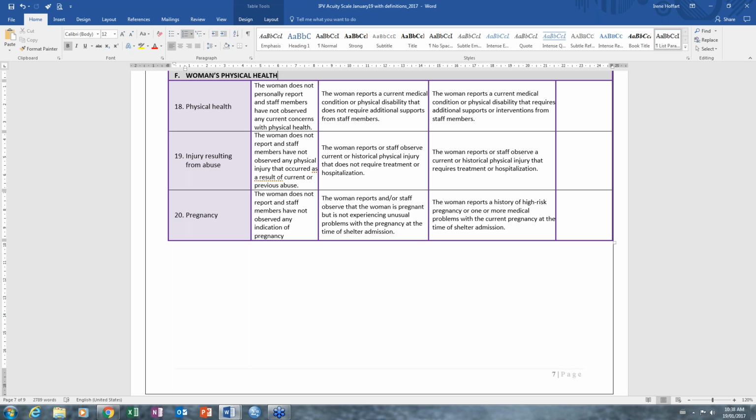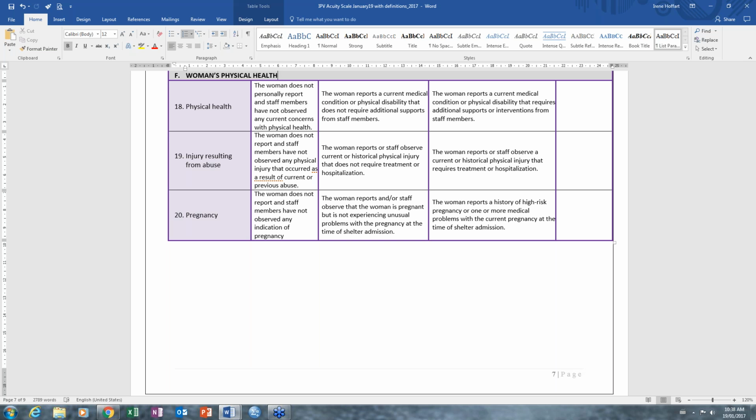And 5 would mean some condition or problem is in place, but it does require something from you, requires that you help by either providing something on site or supporting with referrals, or anything that you need to do in shelter to support that issue, then you would give it a score of 5.